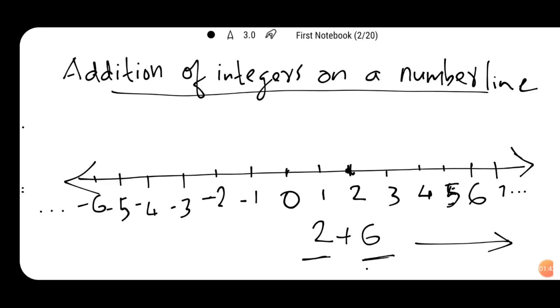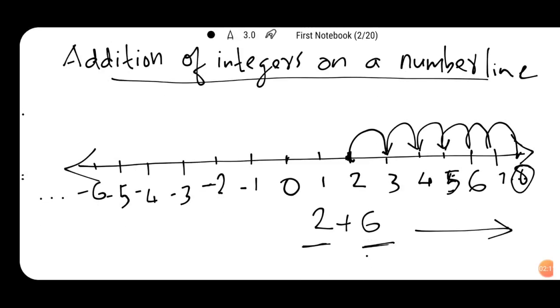How many places we want to jump here? We want to add 6 to it, so we want to jump 6 places. Starting from 2, we will move 6 jumps. That is 1, 2, 3, 4, 5 and 6. Where have we reached? We are on number 8. So what is 2 plus 6? That is 8 is the answer.